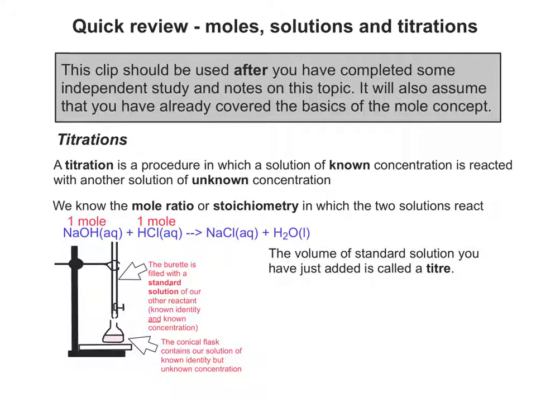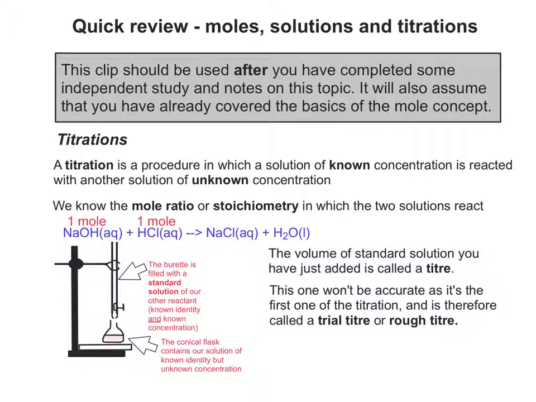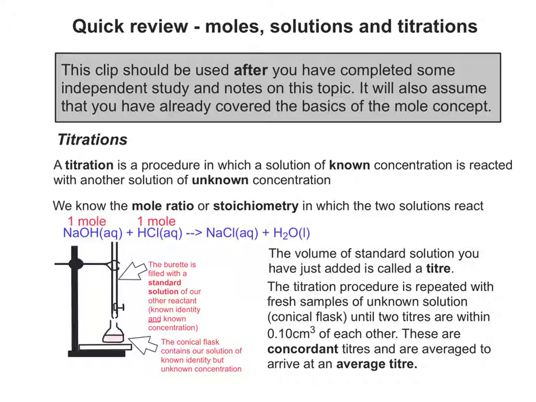So the volume of standard solution you've added is called a titer. So this particular titer won't be very accurate because it's the first one that you'll have done. So we therefore call it a trial titer or a rough titer. So the titration procedure is then repeated with fresh samples of unknown concentration solution, that is in the conical flask, until two titers are within 0.1 cm³ of each other. These are called concordant titers and are averaged then to arrive at an average titer.